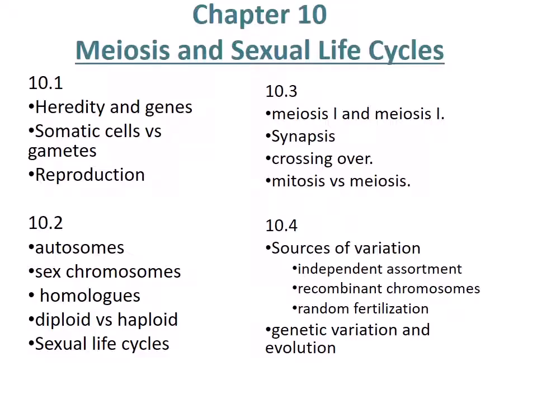And then we talked about the sources of variation, so independent assortment of chromosomes in metaphase 1, recombinant chromosomes formed through crossing over, and then random fertilization, where any sperm could fertilize any egg of that particular species, or the chances of that. And then we talked about how genetic variation can contribute to evolution, and kind of like why organisms would do sexual reproduction if it's so costly and so kind of involved. So that is chapter 10.